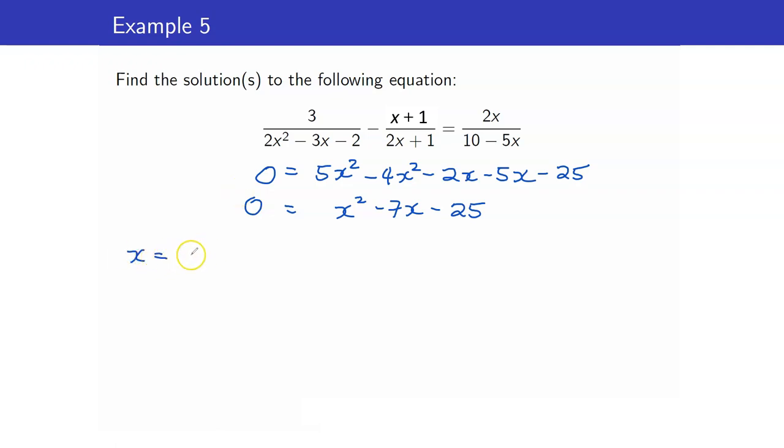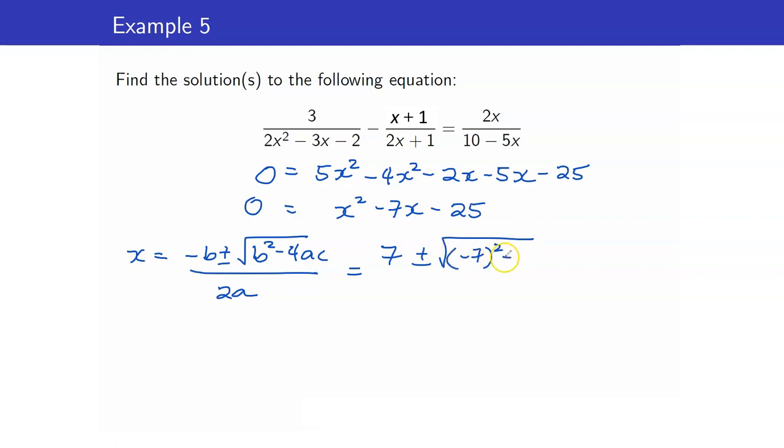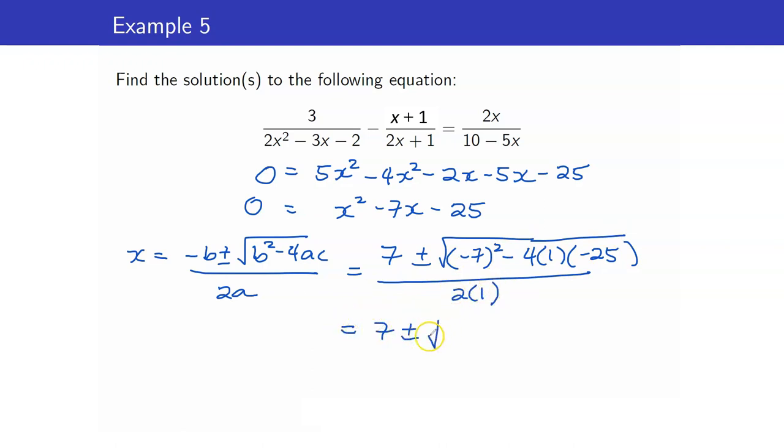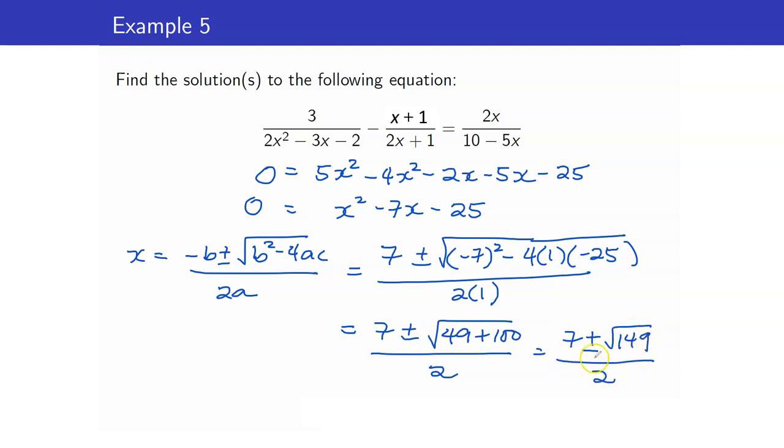We use the quadratic formula, negative b plus or minus square root of b squared minus 4ac all over 2a. Our negative b is 7 plus or minus square root of negative 7 squared minus 4 times 1 times negative 25 all over 2 times 1. We get 7 plus or minus square root of 49 plus 100 all over 2. So hence it's 7 plus or minus square root of 149 over 2. And therefore, these are your solutions.